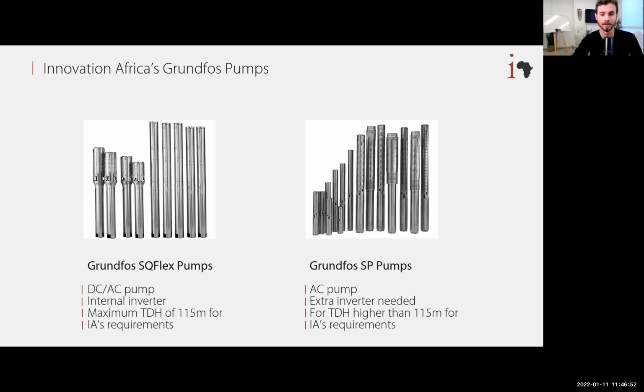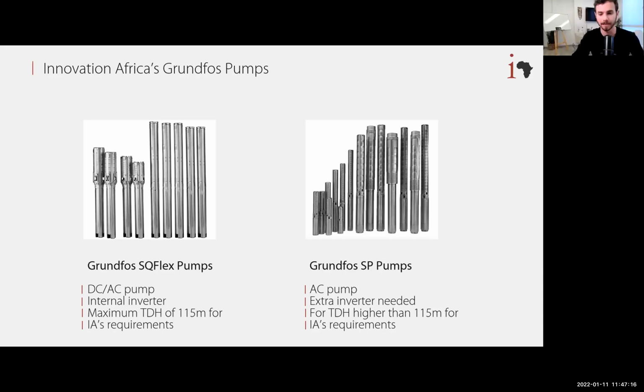It has an internal inverter. In some of the projects, we can't use the DC pumps, and that's why we're going to use the SP pumps, which are AC, and they need an extra inverter outside. It gives us more power, and therefore we get a higher flow rate for higher TDH projects.